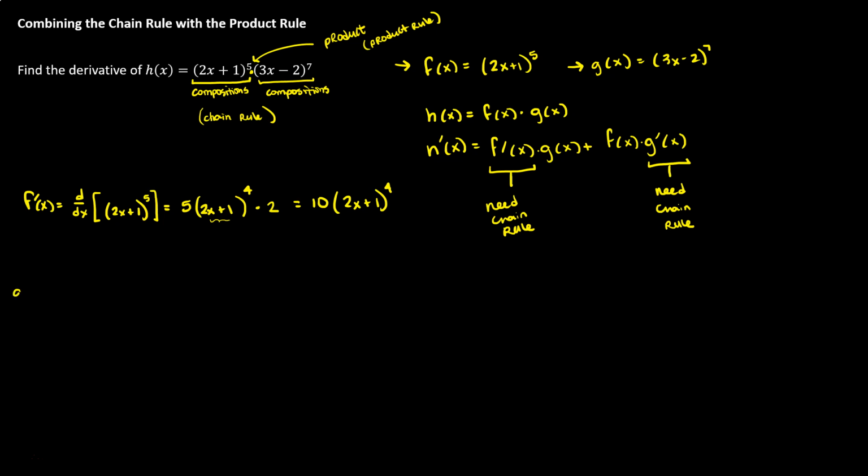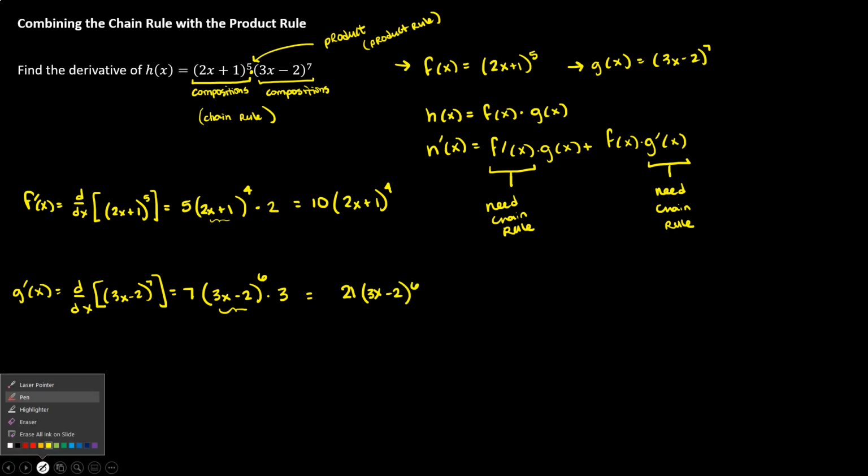We also need g prime. G prime is the derivative of the second factor, which is the 3x minus 2 to the 7th power. That's a composition of functions. The 7th power is the outside function, so the derivative of x to the 7th would look like 7x to the 6th. But we need to plug the inside function back in, and then multiply by the derivative of the inside function. So g prime looks like 21 times 3x minus 2 to the 6th power.